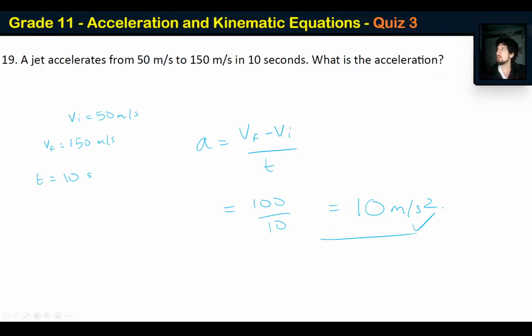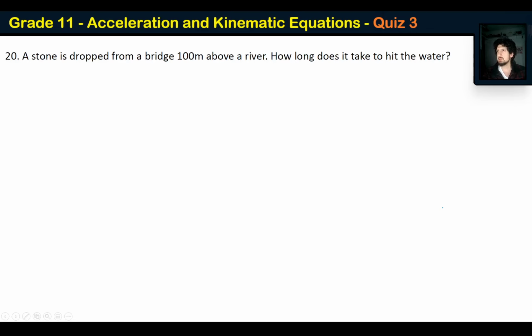Okay. Last question. A stone is dropped from a bridge, which is 100 meters above a river. How long does it take to hit the water? We should be experts at doing these now. Delta D is equivalent to VIT plus half AT squared. That doesn't exist because it's dropped, which means VI equals 0. And so 100 is equal to half times 9.81 times T squared.